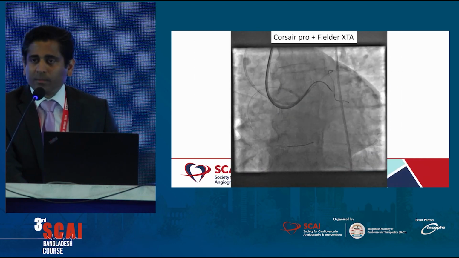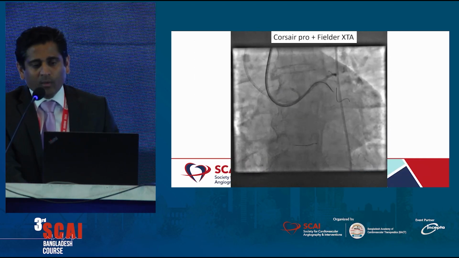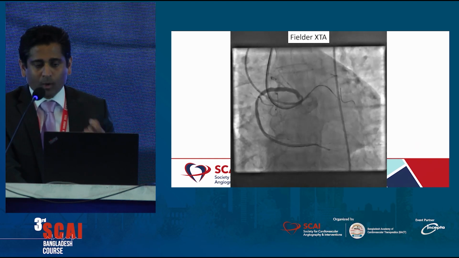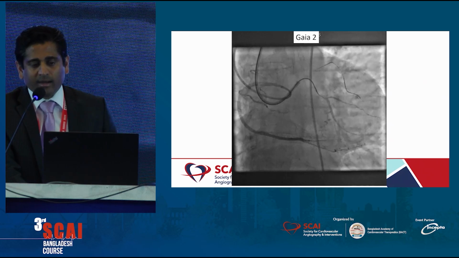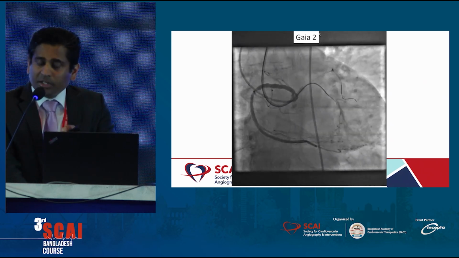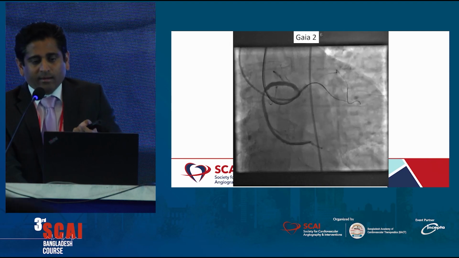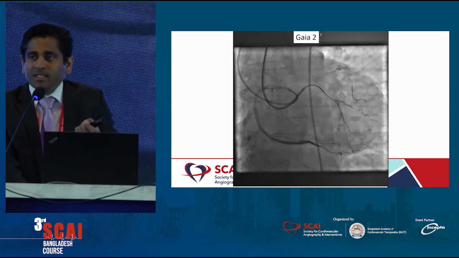We start with the Corsair Pro and the Fielder XTA. We made some progress, but then it stopped going. So we took a Gaia 2 wire, which went off track. As you could see, it's going subintimal. Then we did the redirection. So we brought back the wire and tried to change the direction, but it also went subintimal.